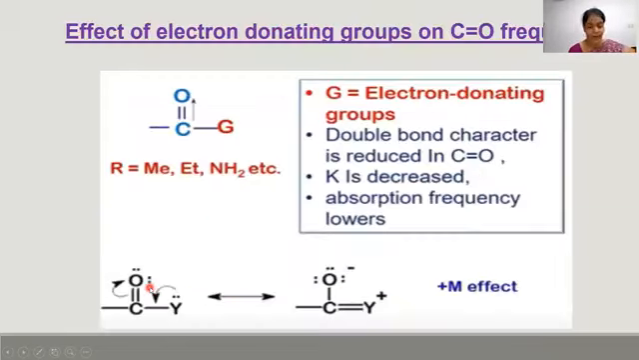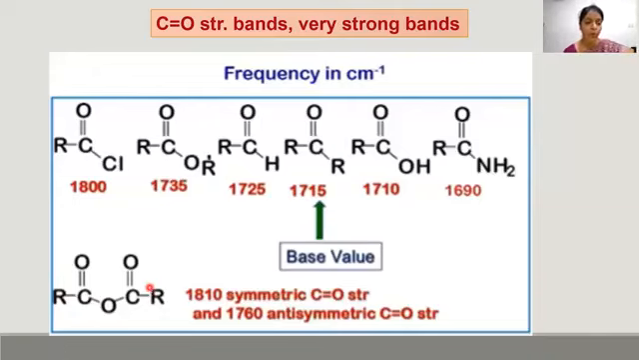Whereas for acid anhydride, RCO whole twice O, it produces two bands, one at 1810 and another near about 1760 centimeter inverse. So you can see here there is a change in the values according to the base value. Some carbonyl groups show absorption above the base value 1715, and some show absorption below the base value 1715 centimeter inverse, like in the case of acids and amides.